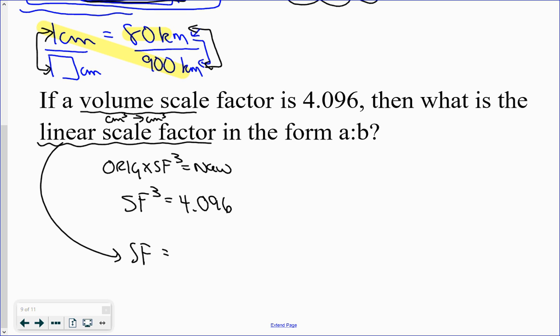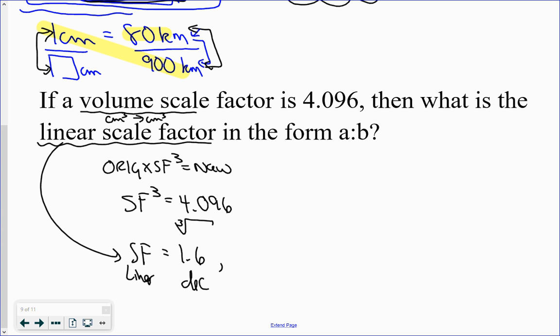So we've done this algebra a few times in the course. How do you get rid of a cube? Well, you cube root. So using that button on your calculator, so if I go math number 4, I get 1.6. So this is it in decimal form. That is my linear scale factor.